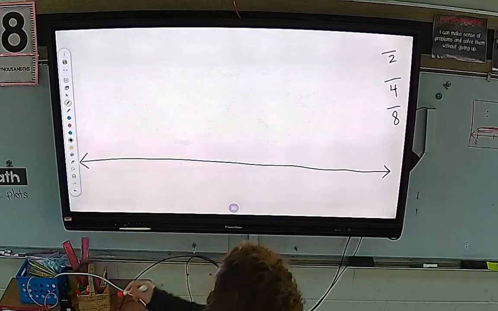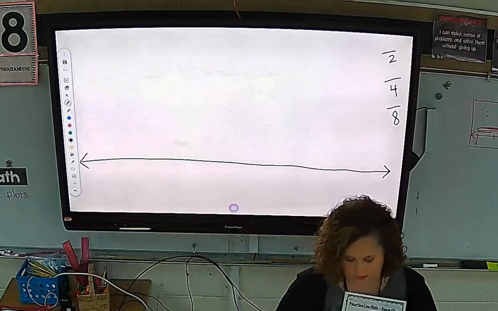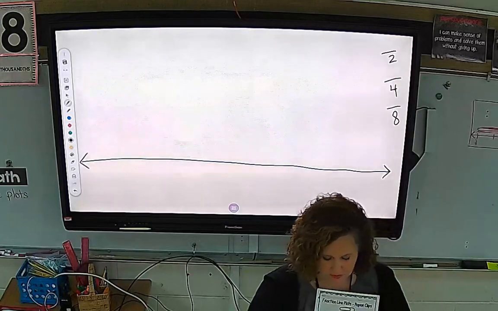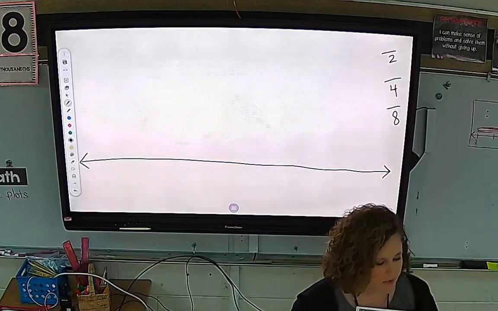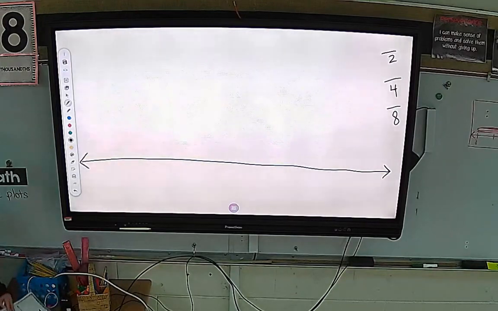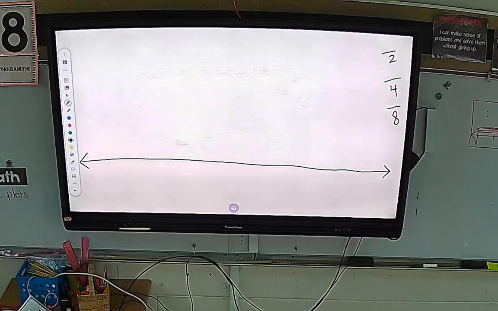Okay, what I want you to do is to label this, okay? We've got 0, we've got 1, so underneath, not on top, underneath, I want you to label it with the fractions that go with it. We've got 1/8, we've got 2/8, and so on. That is fixing to become a tool that we're going to work with.